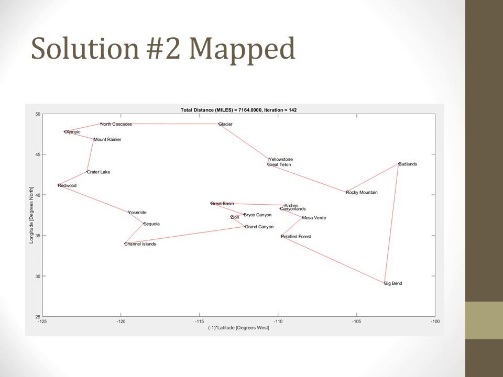And then if we take a look at the map for solution number 2, you see it takes a very different path where it visits all those close parks and then to Big Bend and then out to Badlands, so it never returns to Canyonlands and around there.